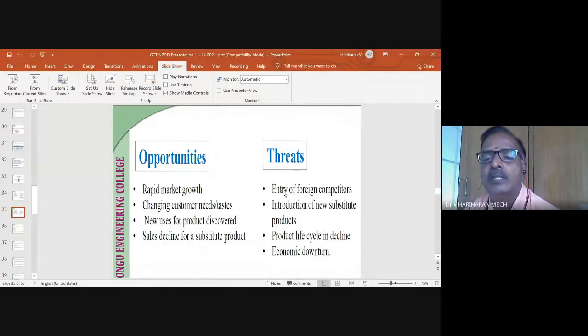Then threats mean entry of foreign competitors. Sometimes foreign competitors enter into the market, then introduction of new substitute products, then your product life cycle is declining, then economic downturn. So all these are the threats that you are going to face for a new product design.